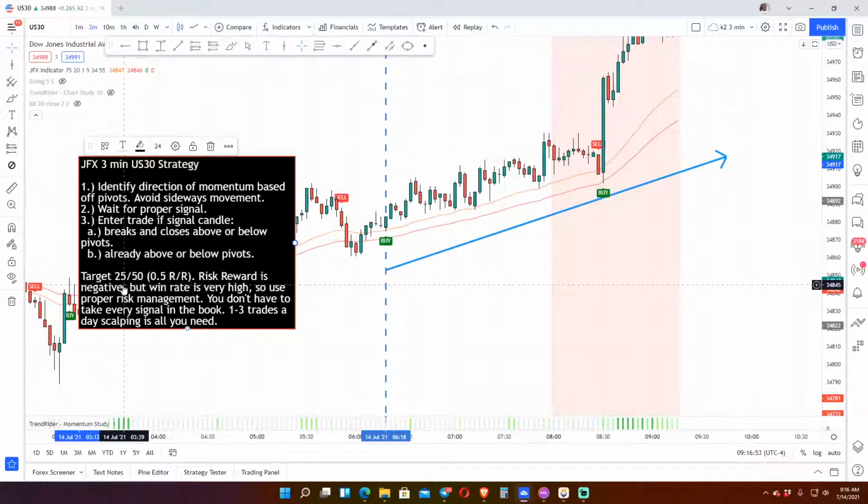So basically, we want to target 25 to 50, which is a 0.5 risk to reward ratio. Now, I know a lot of people will say, oh, that's a bad risk to reward ratio. Why would you want to do half of a one bare minimum risk to reward ratio? I know that it's in the negative, but the win rate is very high. So when it comes to doing trades like that, you want to make sure that you use very, very good risk management. You don't want to over leverage your trading account.